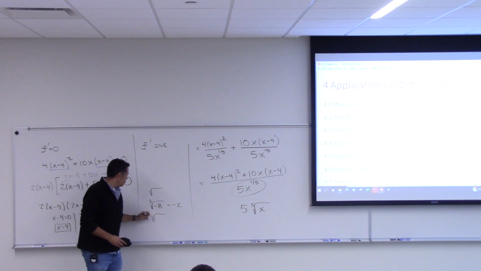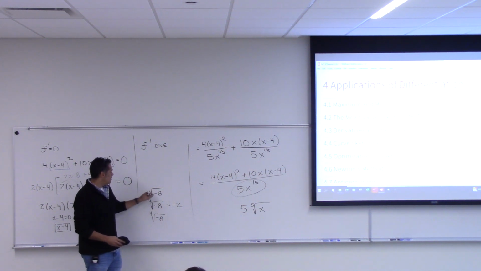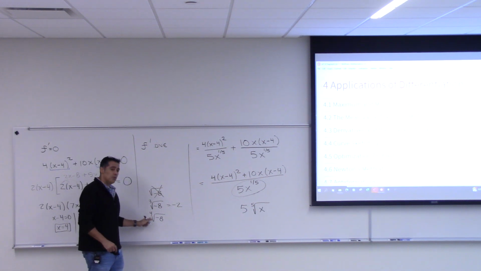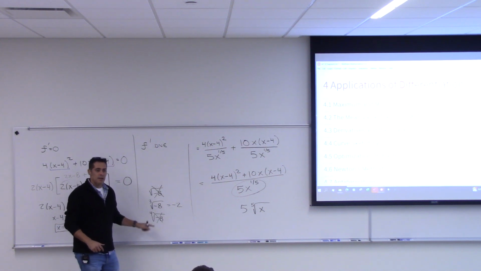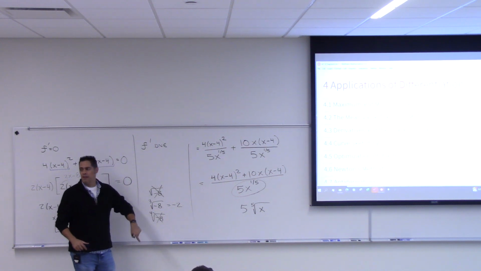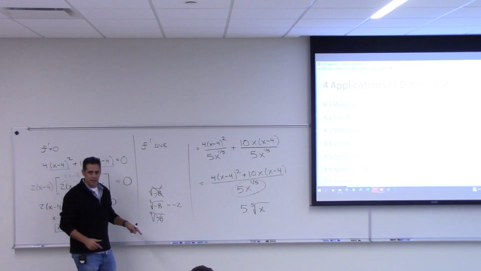If you have a 4th root of a negative number, let me put negatives under these. Square root of negative 8, can't do. Cube root of negative 8, can do. 4th root of negative 8, can't do. 5th root of negative 8, can. If it's odd, you can have a negative under the root. If it's even, you can't.